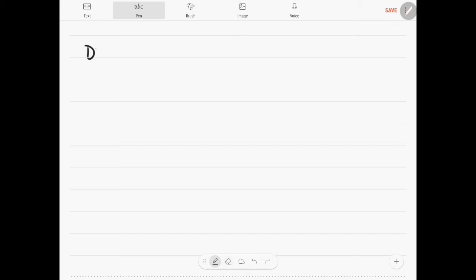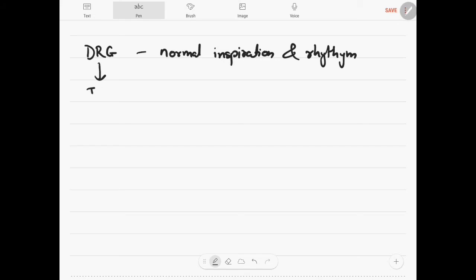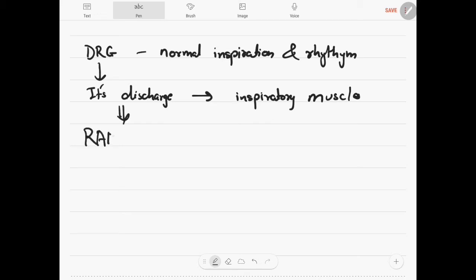Now, the dorsal group of neurons, which we just discussed, is responsible for the normal inspiration and the rhythm of respiration in quiet breathing, that is normal breathing. Now, DRG discharges to inspiratory muscles, of course, because it is involved in normal inspiration during quiet breathing. This discharge is in the form of a ramp signal.